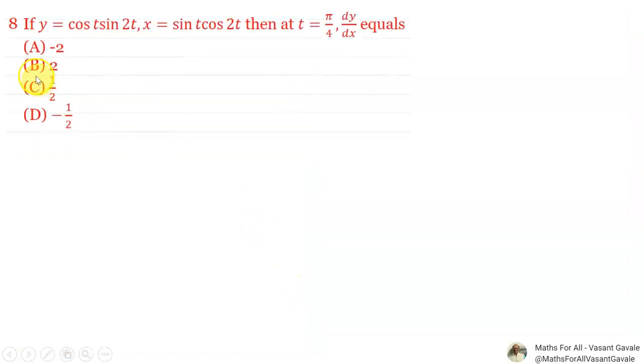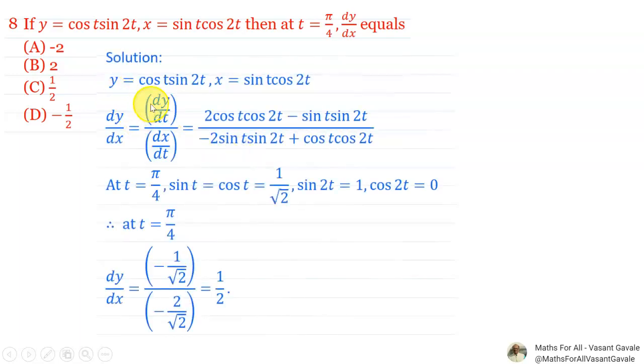Next example, if y is equal to cos t into sin of 2t, x is equal to sin t into cos of 2t, then at t is equal to pi by 4, dy by dx is equal to, okay, here y is equal to cos of t into sin of 2t, x is equal to sin of t into cos of 2t. dy by dx is equal to dy by dt upon dx upon dt. We will find the derivative using the product rule.